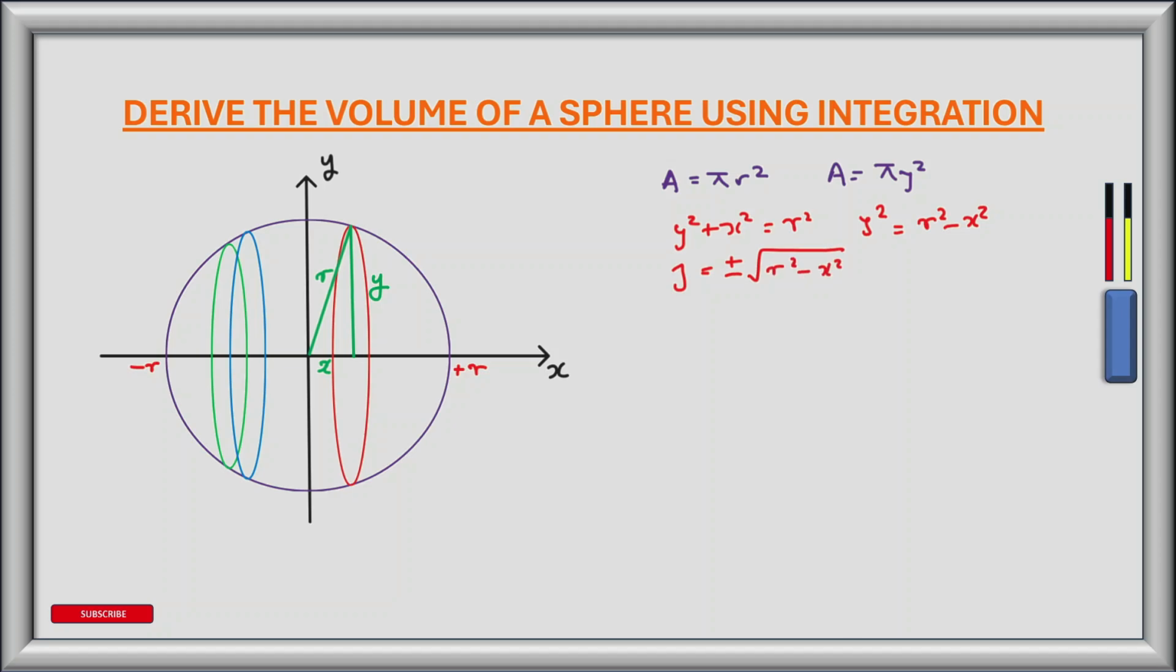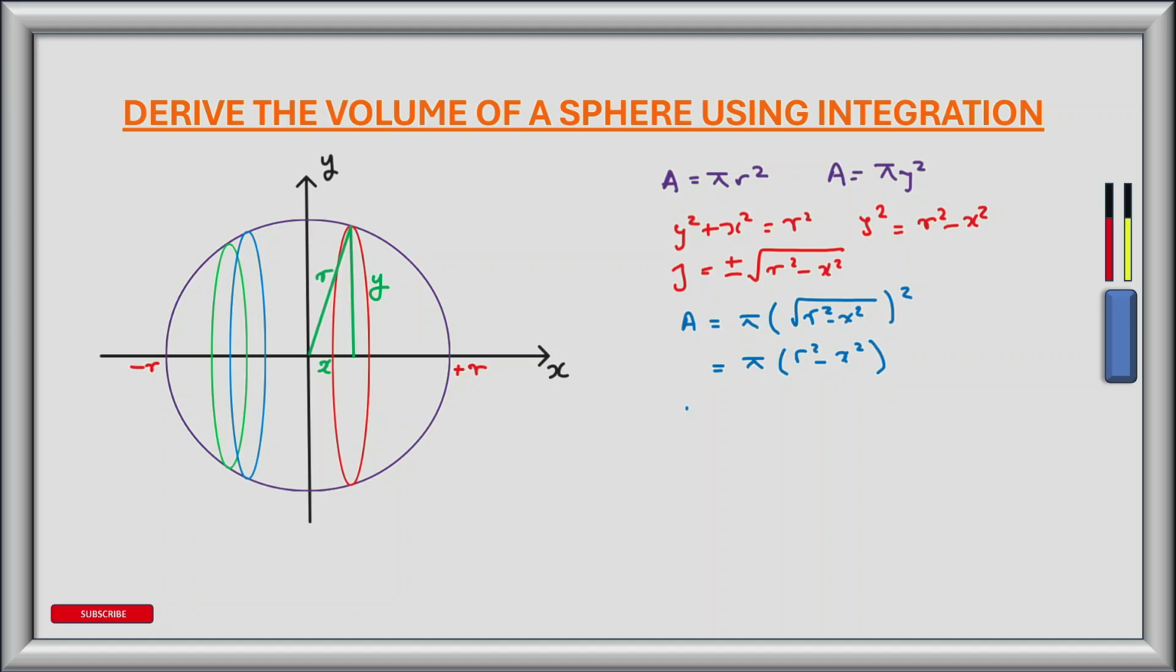If we now substitute for y in the area formula, we get the area is equal to pi times the square root of r squared minus x squared, squared, which equals pi times r squared minus x squared. Now, to get the volume of the sphere, we need to sum up all these circles. We do that by integrating.